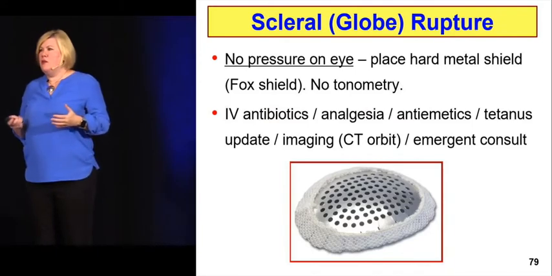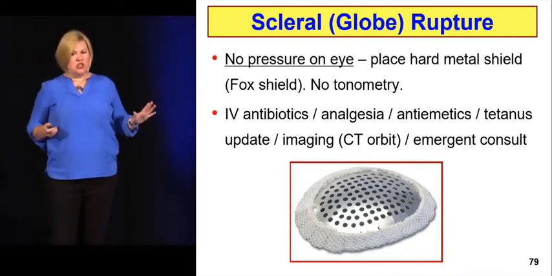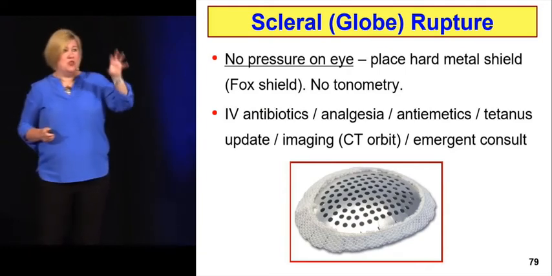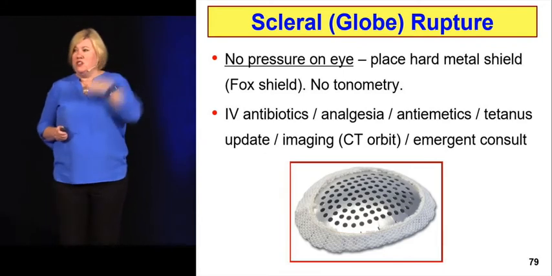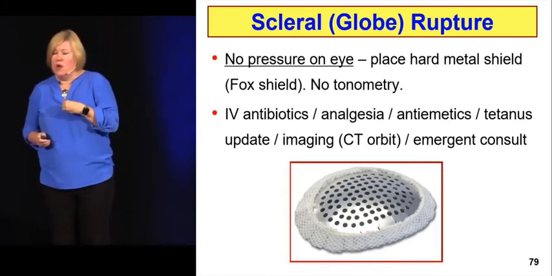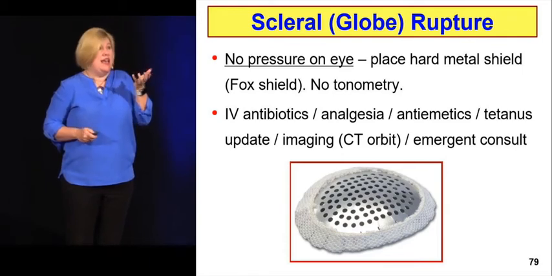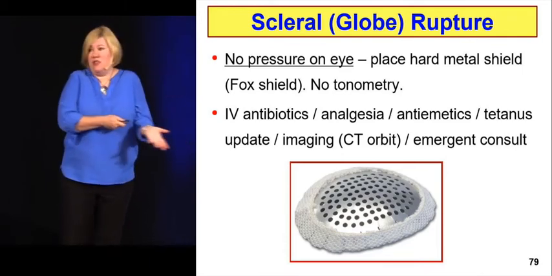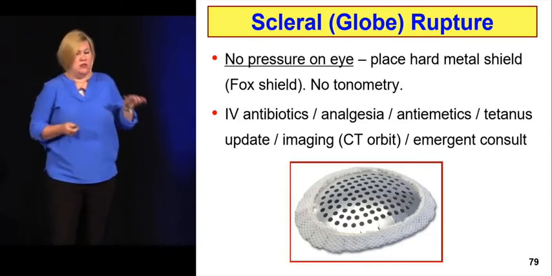What do we do if we think we have an open globe or a globe rupture? Well, we just stop right there. We don't put any more pressure on that eye. This is one of the times for the hard metal shield to really protect it. We don't do tonometry, although one of the classic signs of an open globe, since the aqueous humor is leaking out, is low intraocular pressure. That's one of the signs. But we're not going to go putting our tonopen on that eye, no tonometry.